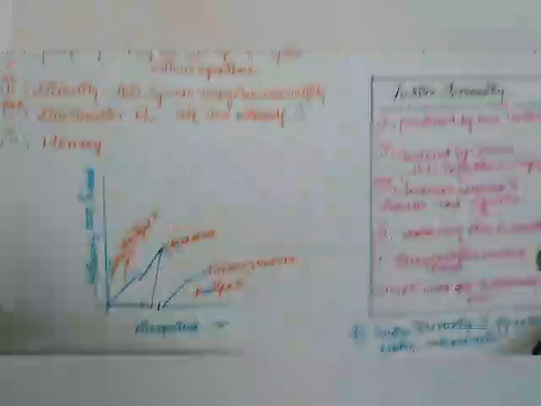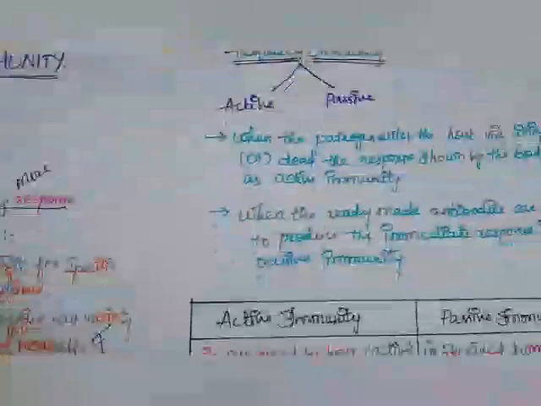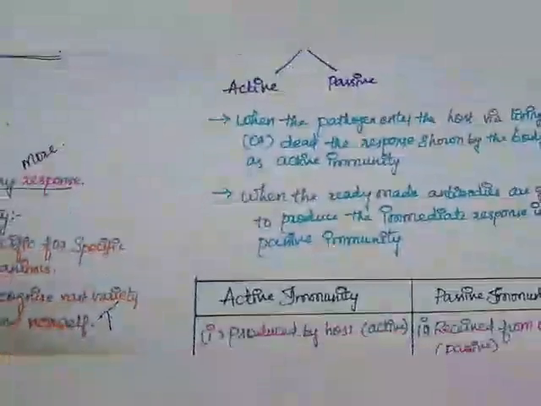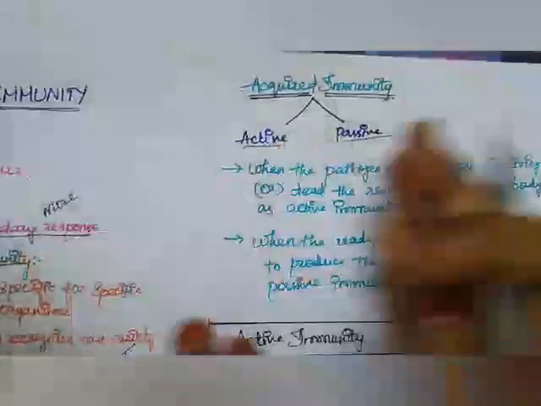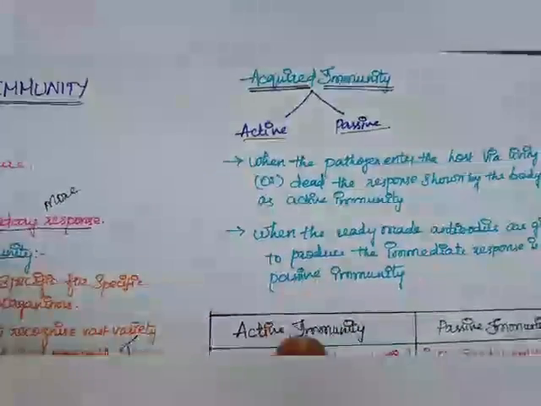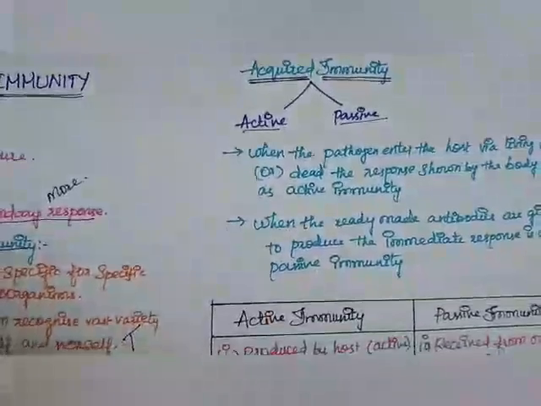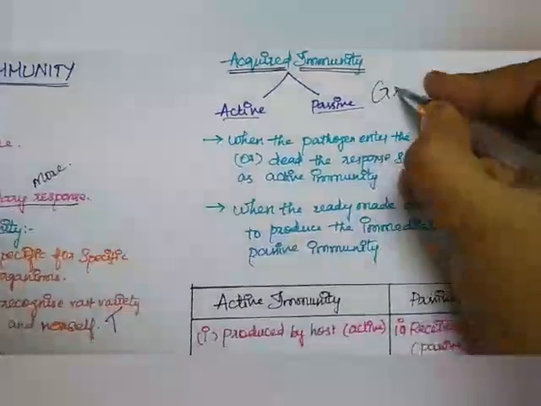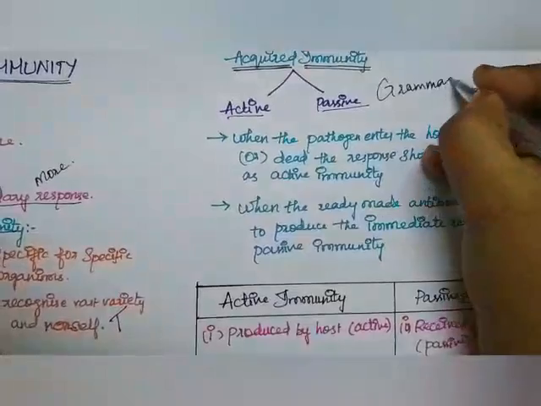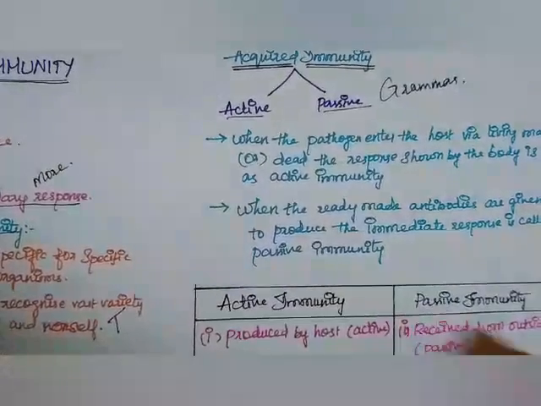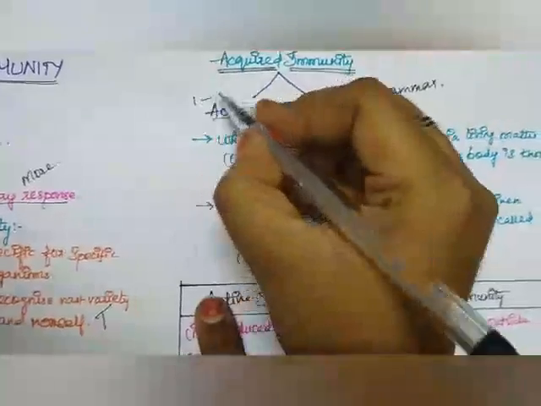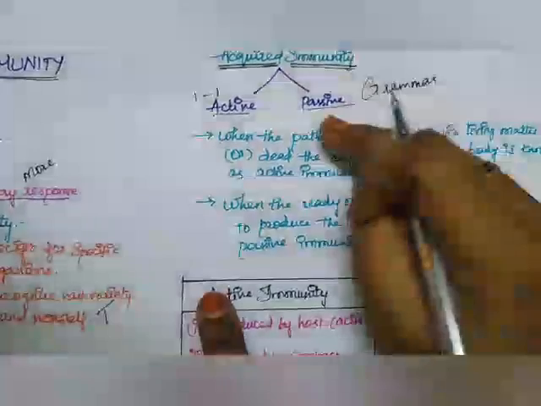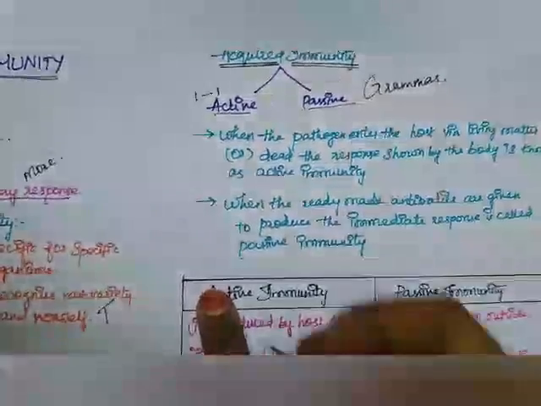Now let us look at the types of acquired immunity. We have classified the acquired immunity into two main types, that is active immunity and passive immunity. You can easily memorize this, or remember this by grammar. We all know that active voice is from one person to another person, while passive voice is from a third person.